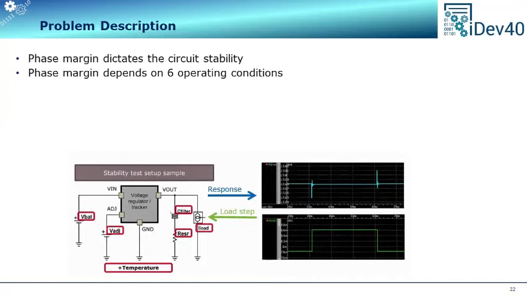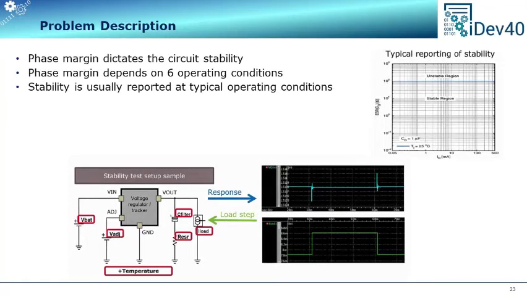The difficulty in characterizing this parameter is that the phase margin depends on 6 operating conditions as follows: the battery voltage, the adjusting voltage if the voltage regulator is working in tracking mode, the temperature, the output capacitor, its parasitic resistance, and the load current.